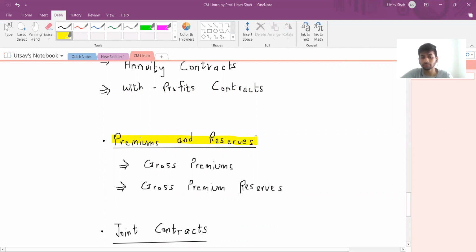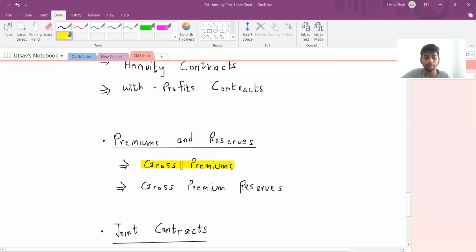Premiums and reserves. Now, this is an important topic because every insurance company, every contract requires premiums, right? For example, if you're taking an assurance contract, when you die, you get a benefit payment, a huge payment. But why will the insurance company give it to you? Will they give it for free? No, right? You need to give them something in return. So what is that something in return? Those are premiums.